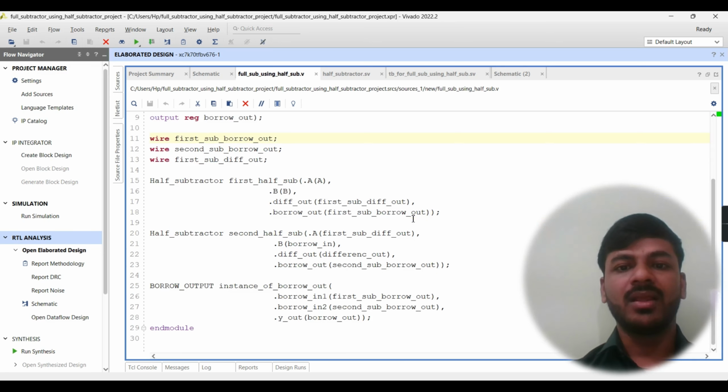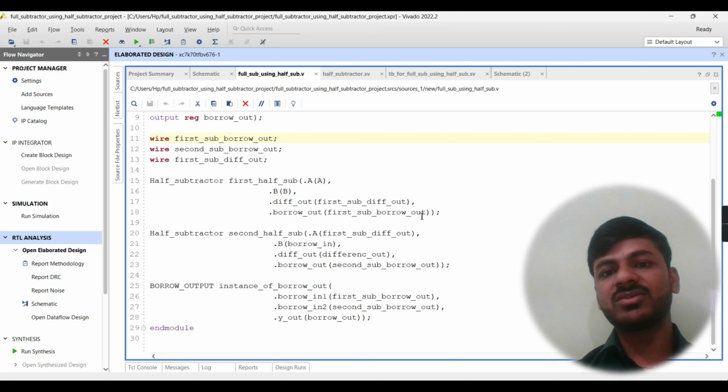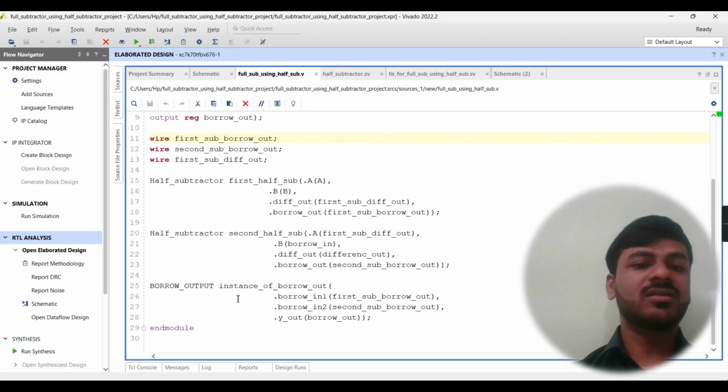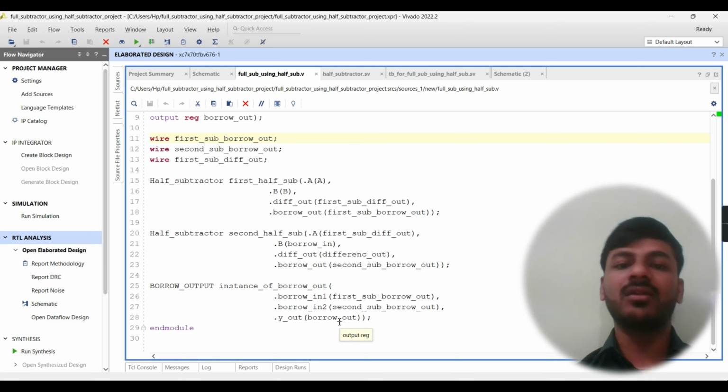Okay, difference out. And from the second half subtractor we'll get the second subtraction borrow out, and both the first subtraction borrow out and the second subtraction borrow out are going as inputs to the third module for the borrow output. Okay, and here you can see borrow in one and borrow in two. So I have assigned the first subtraction borrow out and the second subtraction borrow out, and the last output is borrow out. So this is the final borrow out.